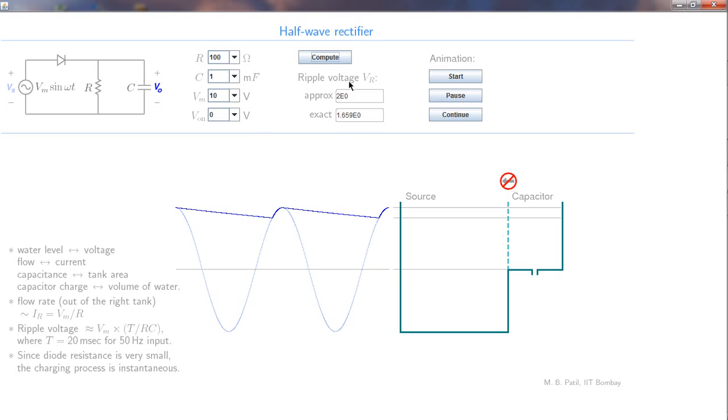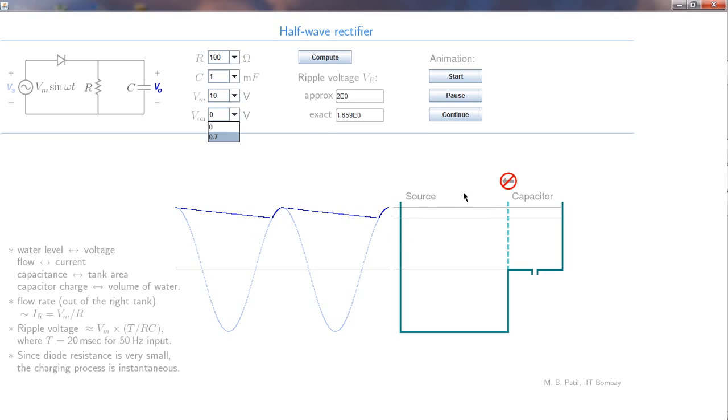The ripple voltage VR is approximately 2, and we will look at this approximate way of calculating VR. And if you do it more exactly, it turns out to be 1.66 volts. Before we start the animation, let us note a few things.